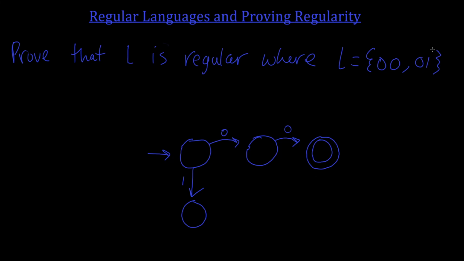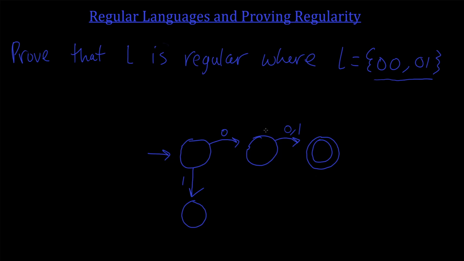But what about 0, 1? Well, if we read in a 0 on the start state and we read in a 1 on this next state, we now have the string 0, 1. So we also want to accept that. So this transition is going to go to the accept state on 0 and 1, because that's going to accept both 0, 0 and 0, 1. Perfect.